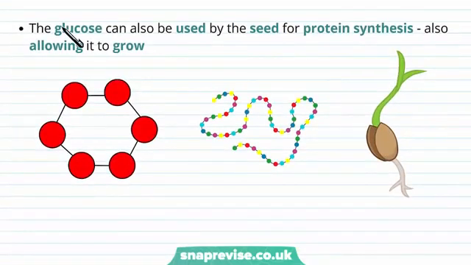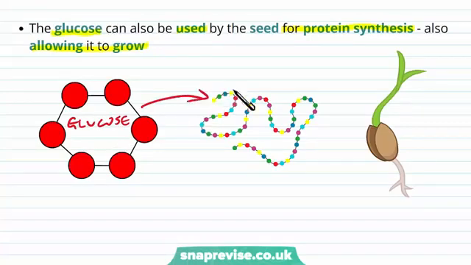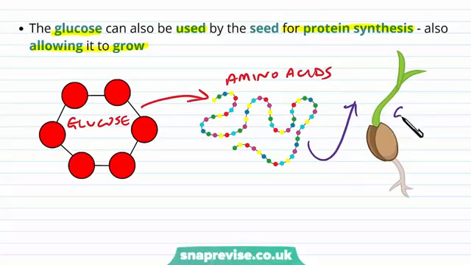As well as this, the glucose released from the starch can also be used for protein synthesis, and protein synthesis is very important for growth. So the glucose itself can be converted to amino acids, and the amino acids are the building blocks of proteins, and proteins allow growth.